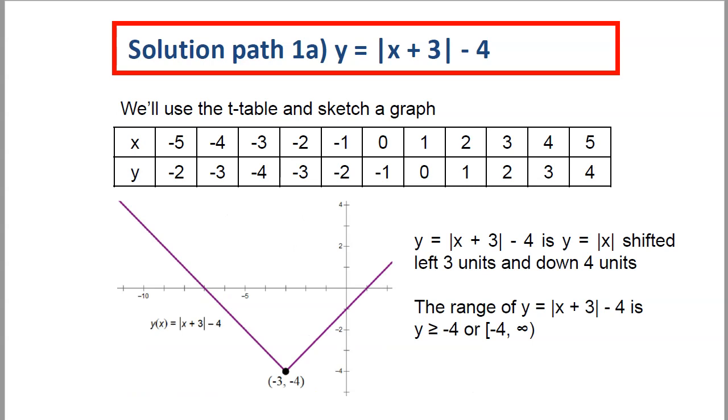When we look at the graph of that function, and we graph it, we can graph it by hand or with technology, we see our vertex there, and we see our shift of left 3 and down 4. And then we can also see our range must be y is greater than or equal to negative 4.